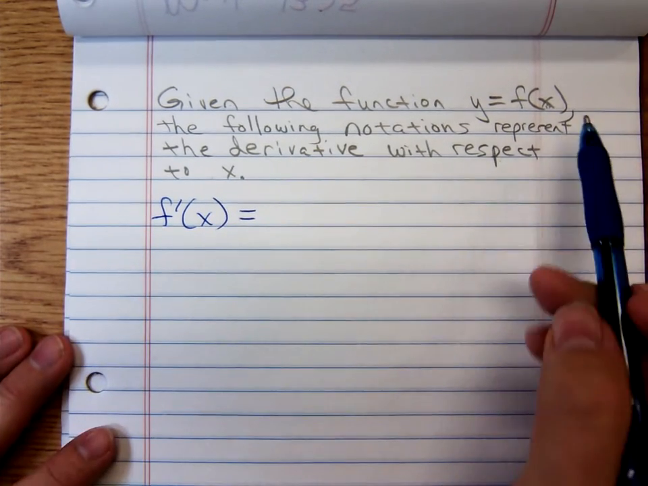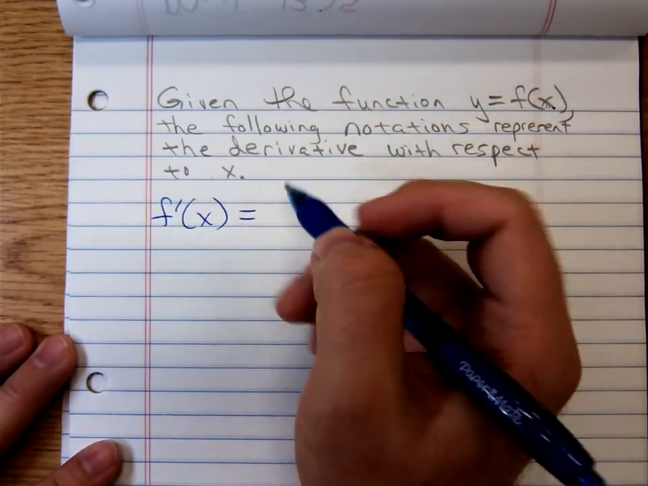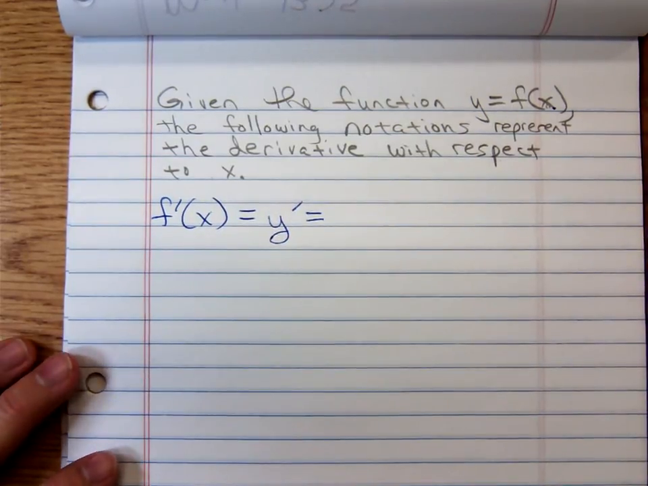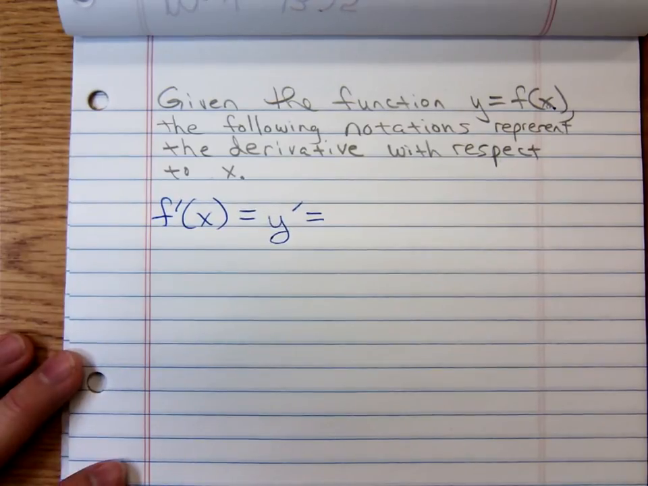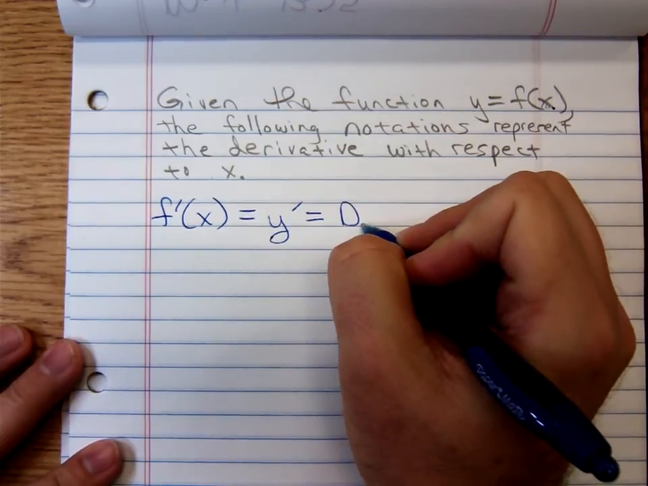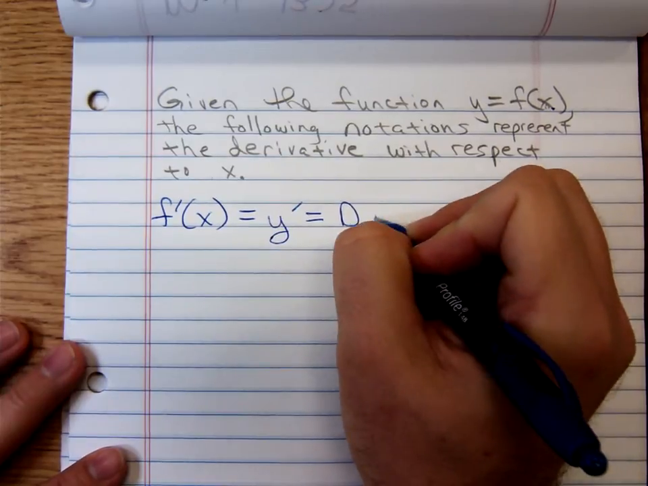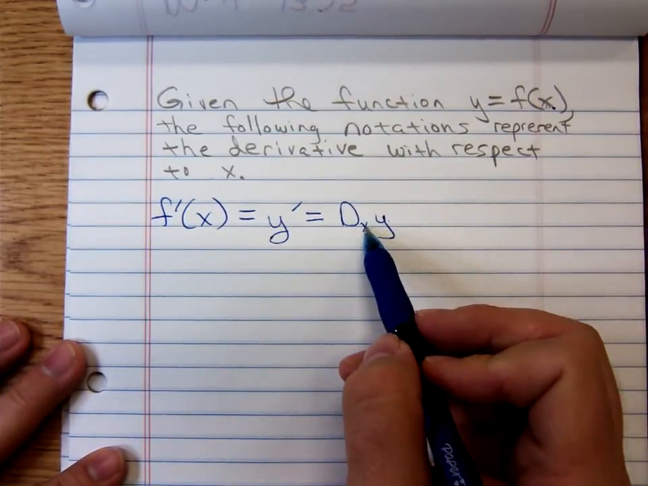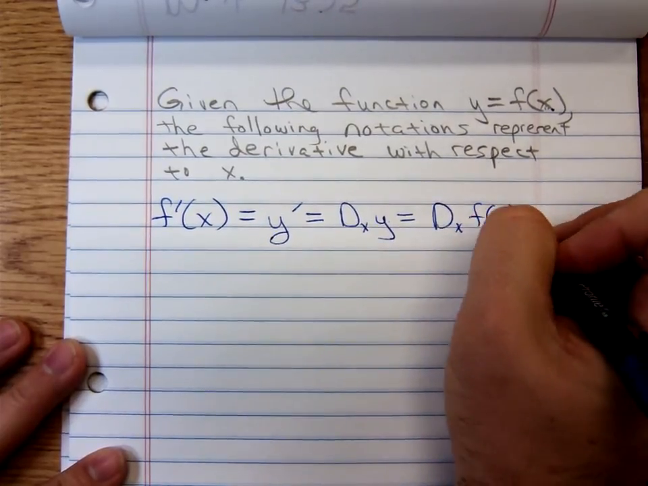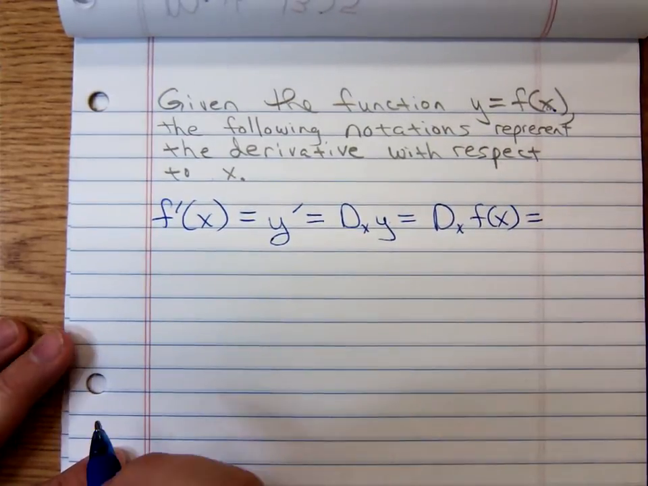So f prime is a notation that I've already mentioned. Another one would just be to take y and put the prime on it. I like that notation. I'm a minimalist. The less notation, the better, in my opinion. And here's a notation that I'll be using a lot, as I'm stating the derivative rules. A capital D sub x of y, the derivative of y with respect to x, or the derivative of f of x with respect to x, or dy dx.